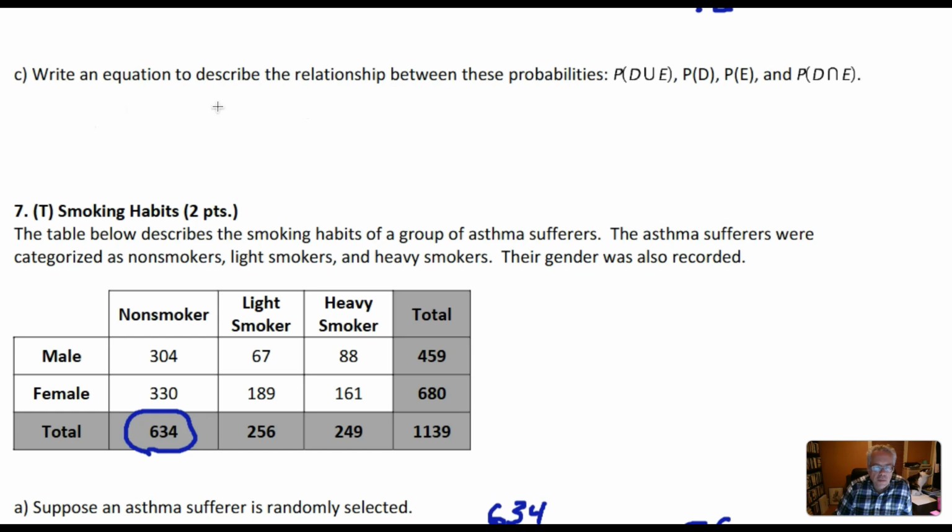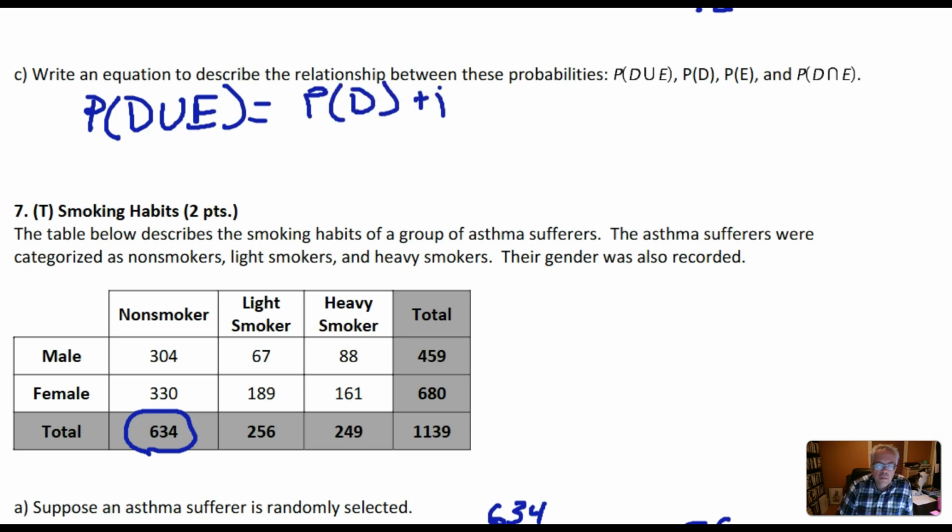Okay, it says write an equation to describe the relationship between these probabilities. It's really just asking about the second law of probability, which has to do with unions. So the probability of D union E is equal to the probability of event D plus the probability of event E minus the probability of their intersection. So this is the general law.